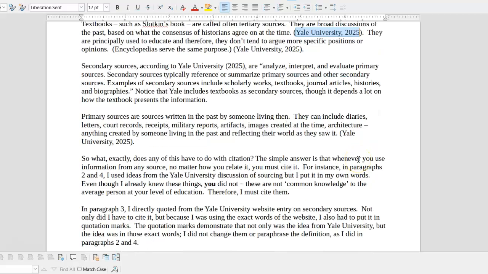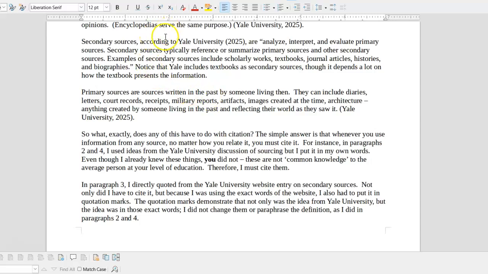All right, so this first part here is talking about the different types of sourcing, again, tertiary, secondary, here, primary. Again, through all of this, I have included citation where necessary when I am talking about or paraphrasing what they say. Now, right here, I actually have a direct quote from Yale University: "Analyze, interpret, and evaluate primary sources. Secondary sources typically reference or summarize primary sources and other secondary sources. Examples of sources include scholarly works, textbooks, journal articles, histories, and biographies."